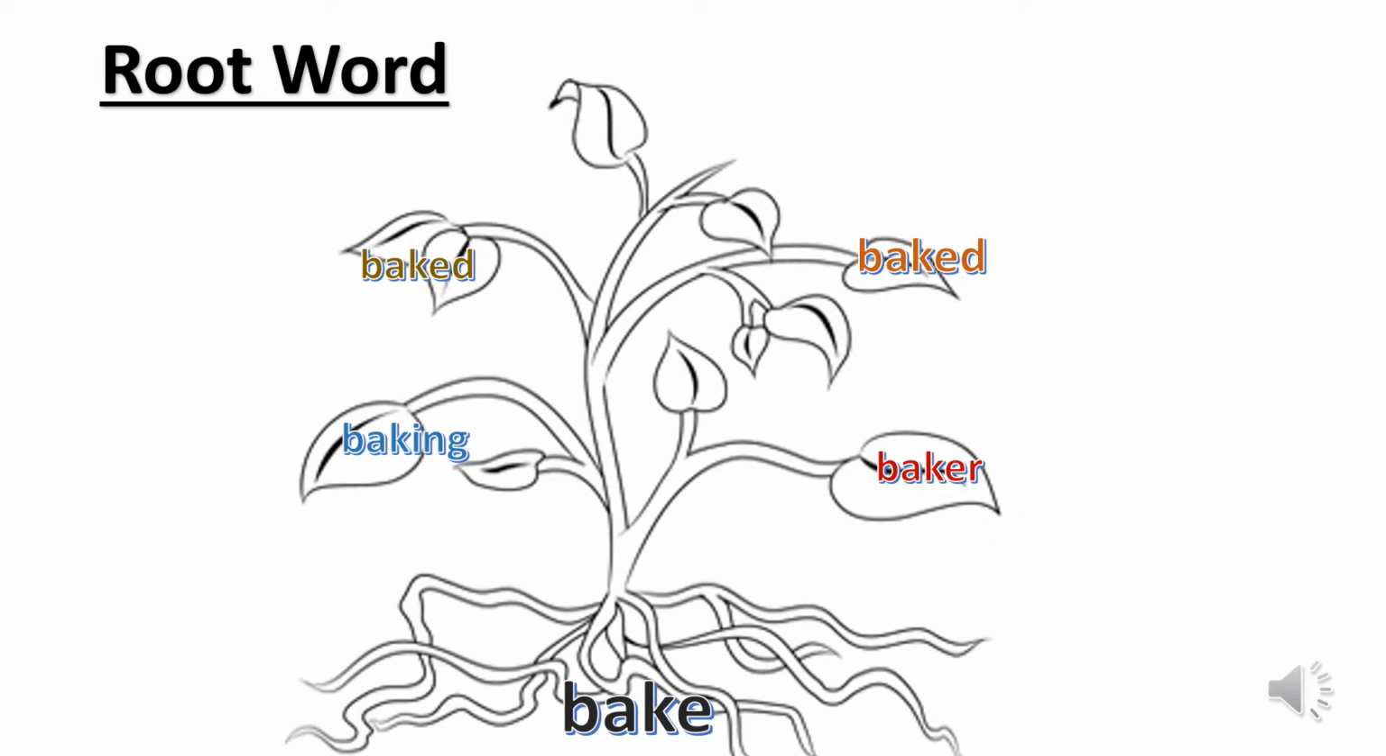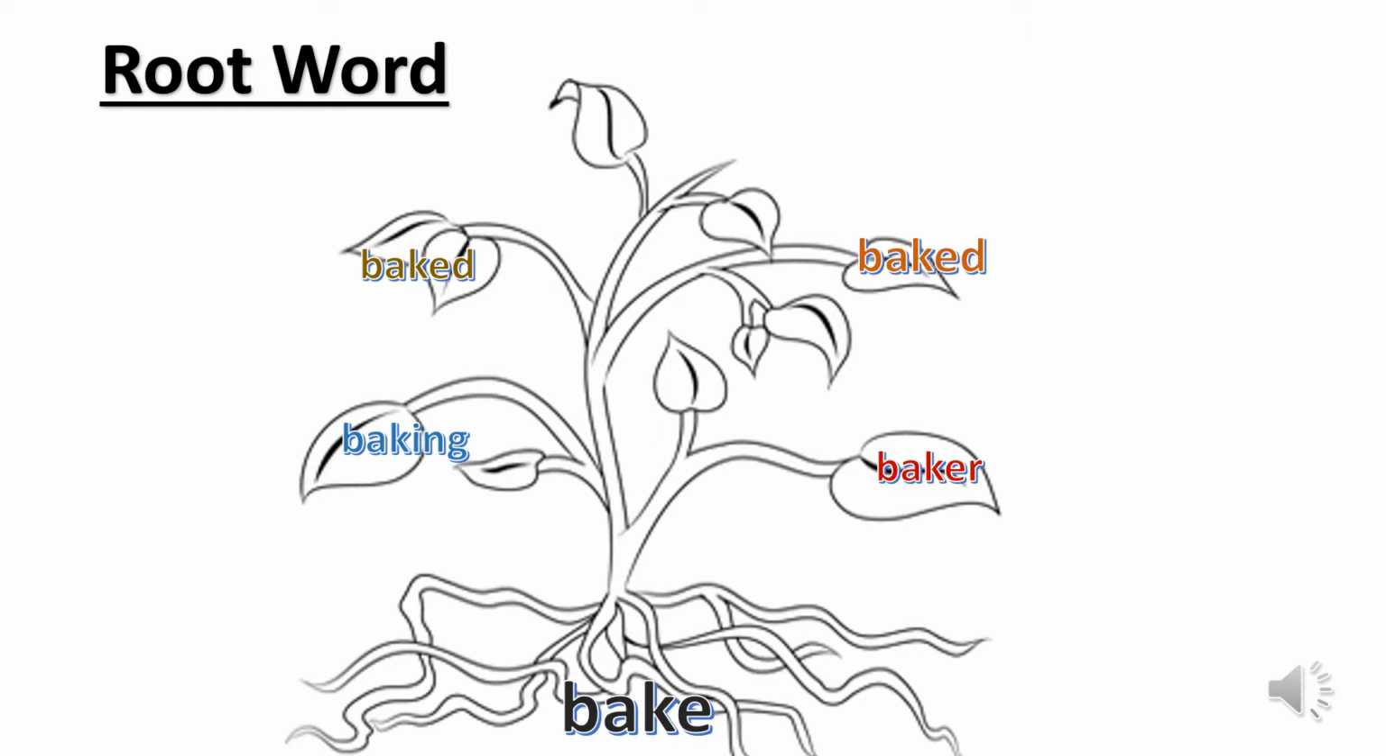Now, if you've met me before, you know I love my drawing. I love drawing because these diagrams help us to remember things. So here's a picture of a root word, and I've got the word bake. Notice at the bottom of this plant, I've got some roots, and that is the word bake. And the reason why we call it a root word is because from this one word, we can create other words. So we've got baker, baked, baking. So these are just a few examples that you can use. Can you think of any of your own?